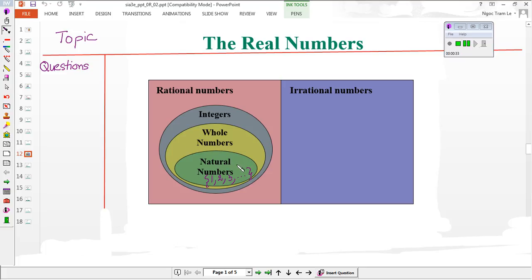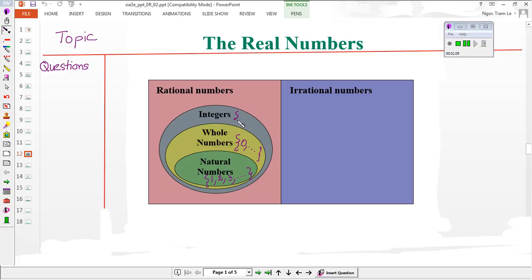And then the set of natural numbers is a subset of the set of whole numbers, because the set of whole numbers is bigger than the set of natural numbers by one number, which is 0. Okay, so it has 0, and then it includes 1, 2, 3, and so on. And then the set of whole numbers is also a subset of the set of integers.